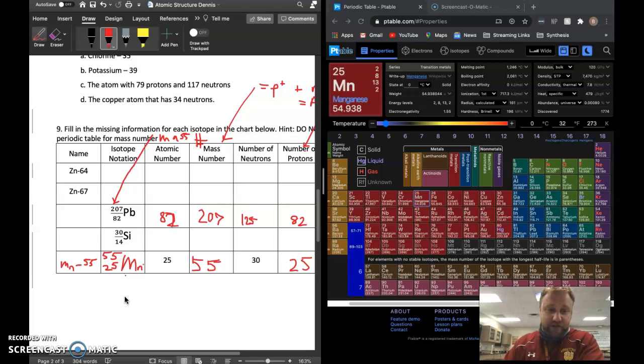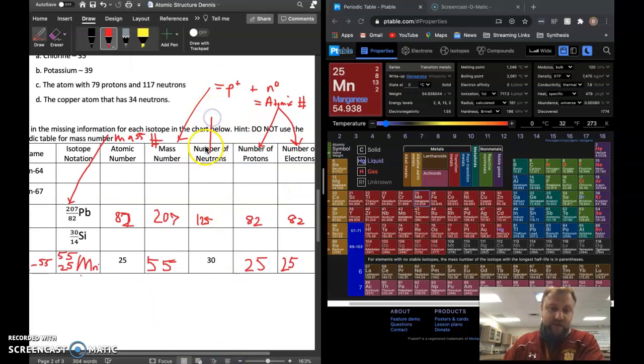So hopefully this is helpful. If you guys have any questions, as always, feel free to ask. The math in here is not too hard. It's just knowing where to find the numbers from. So neutrons, just remember, is mass number minus your number of protons. That's how you get that. So have a good day, guys, and good luck.